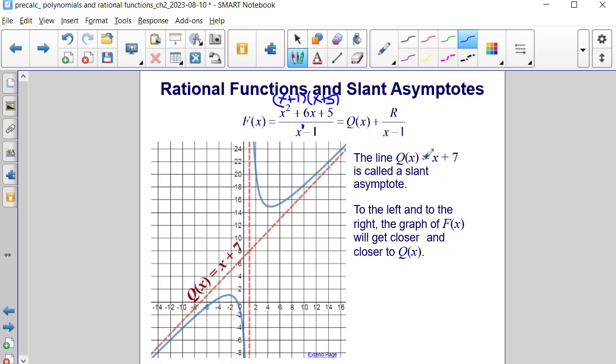We did it synthetically to find that q of x was x plus 7, and the remainder was 12. So we ended up getting x plus 7 plus 12 over x minus 1. This was our solution when we did the division. And you'll see that the graph of this function comes and rides along x plus 7 and then shoots down as it approaches positive 1, and then it comes back up from the top, comes down, and then rides along that slant asymptote, increasing.